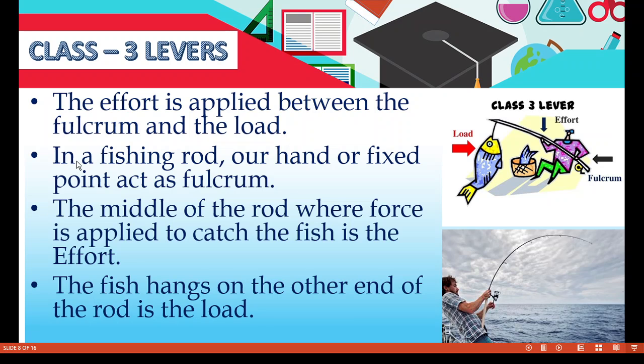So look at this picture. This is a very good example, a fishing rod. Here the fish is the object, so it acts as a load. Here the man is applying a force at the center of the lever. This external force applied at this point is called effort. And the other end is fixed. It is kept in hand by the fisherman.